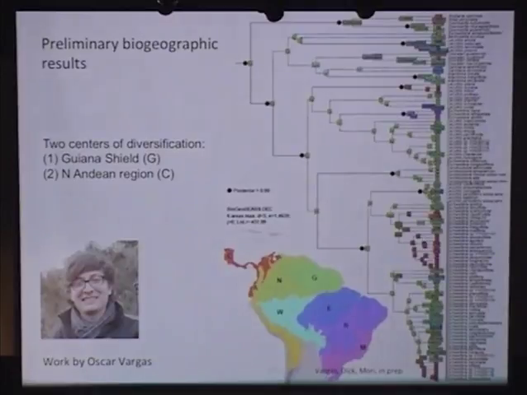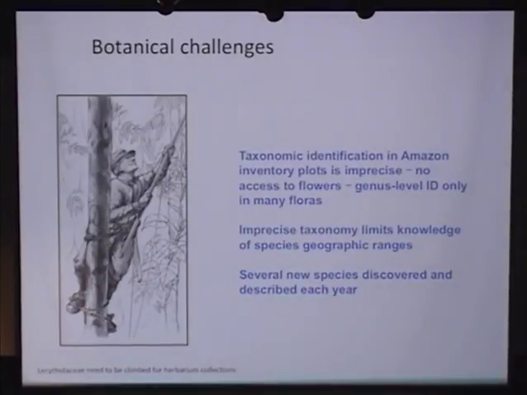And what this preliminary analysis indicates is that there are a couple of centers of diversification of the Lecythidaceae. One is this Guiana Shield region right here in green. Another is this northern Andean region in Central America, often associated with cloud forests. There's another diversification. That's just based on our preliminary data, but that's how we're starting to reconstruct this diversification history.